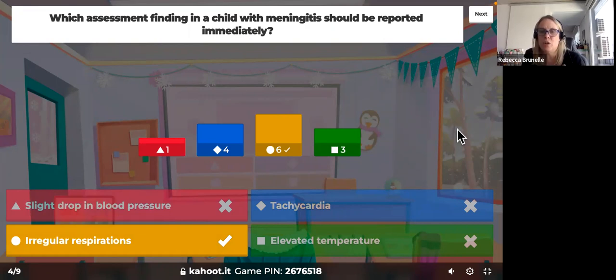So with Cushing's, you're going to actually have an increase in your blood pressure. So a slight drop is not something you have to report immediately. Tachycardia, when you have a fever, when you're upset. You have bradycardia with Cushing's. And an elevated temperature, when you have meningitis, you normally have a fever. But this sort of irregular respirations, breathing really fast and then breathing slow, or kind of not breathing consistently, this is going to be the thing that you're most worried about in meningitis, or if you have a kid in general where you're worried about increased intracranial pressure.